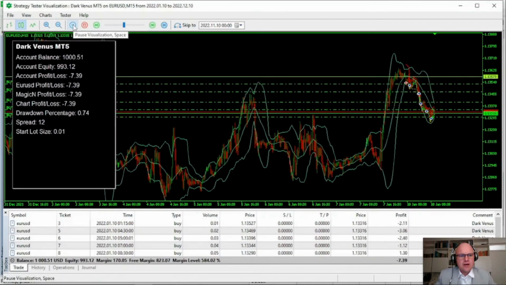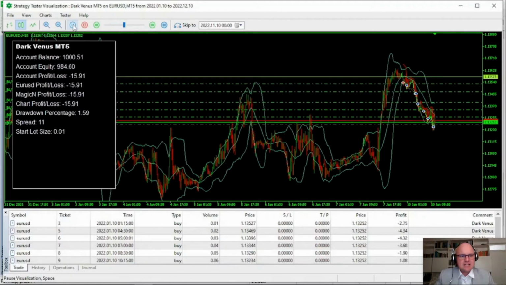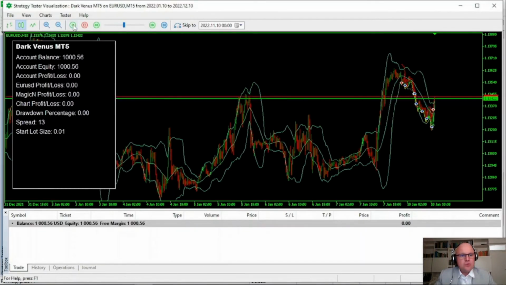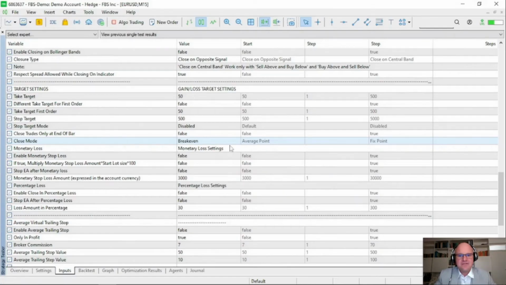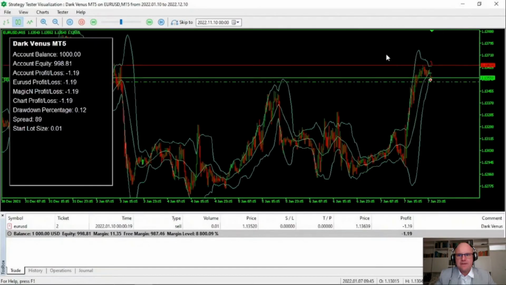During this series of drawdown, you'll see that we placed 5 trades again, 6 trades again, and we're waiting for the price to return to a break-even point, and Dark Venus tries to get us out as close to break-even as possible. So you'll see the account balance is typically the same at 1,056.